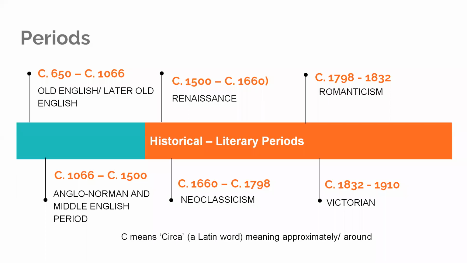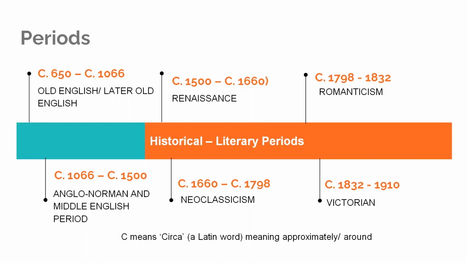So period means literary period or historical period. We can see Old English or later English period. It started in year 650. The C means circa, as you can see down below. Circa is a Latin word meaning approximately or around that year, that century. And it continued up to the year 1066. So that period is called the Old English or later Old English period. And then we move downward to 1066 to 1500, and it's called the Anglo-Norman or Middle English period.